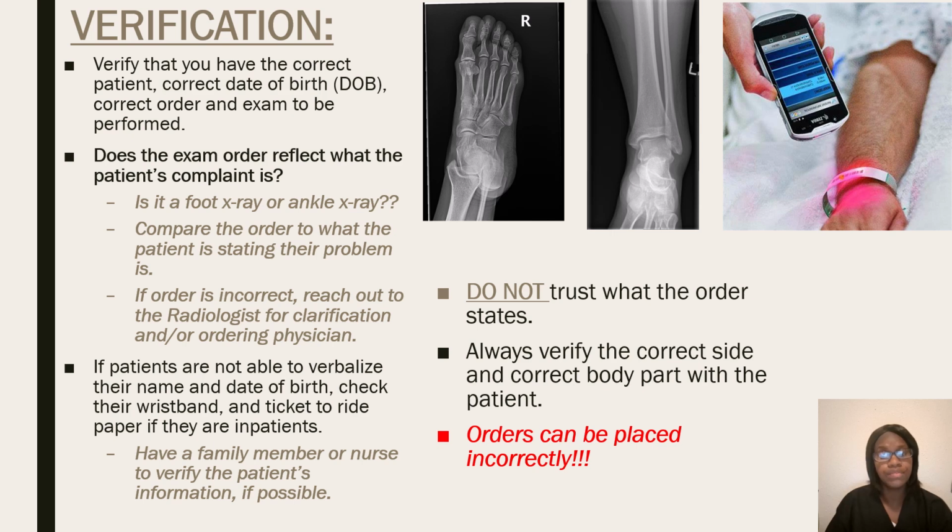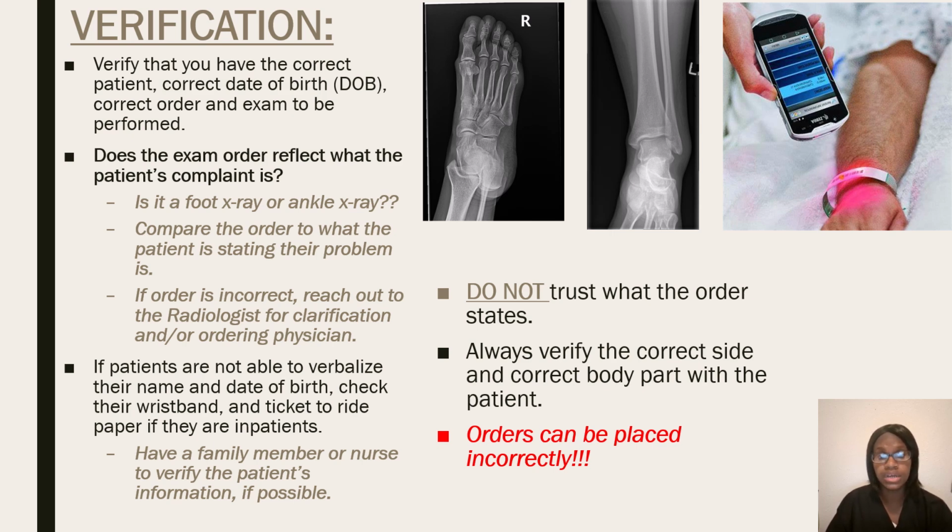So we'll start with verification. You must verify that you do have the correct patient. You'll do this by checking their name, their birthday, their order, match it up to their wristband, and also make sure that the exam order reflects what the patient's complaint is. So if the doctor put in a foot x-ray, make sure you do not x-ray ankle. Or if you do x-ray the ankle, is the patient having a problem with their ankle? Did you reach out to the doctor to see if they can change it to the correct order? Compare the order to what the patient is stating their problem is.